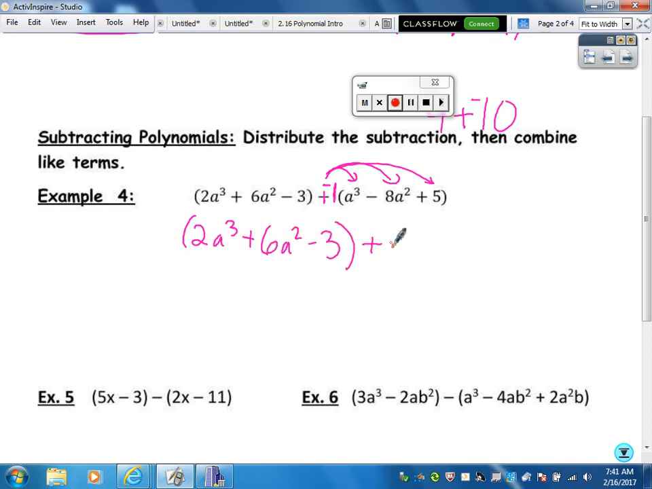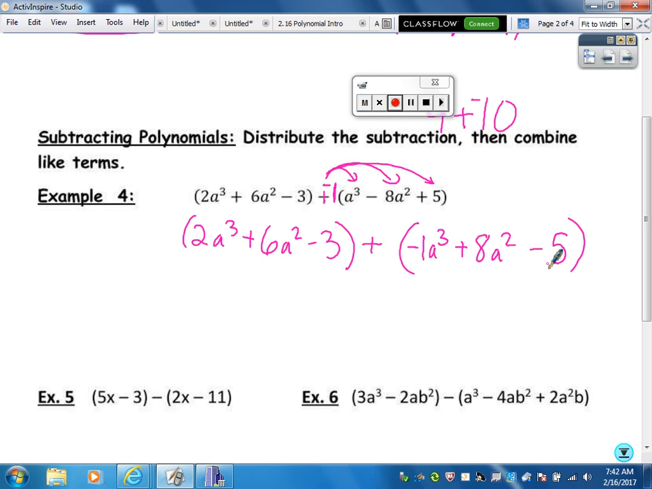Now I'm going to say plus in between, and I'm going to rewrite the second one with this multiplication of negative 1. So negative 1a cubed, a negative to a negative makes a positive 8a squared, and a negative to a positive makes a negative 5. So what happens is all your signs change. You might be able to skip rewriting it if you're really good at writing neatly within these parentheses right here. So all your signs change.